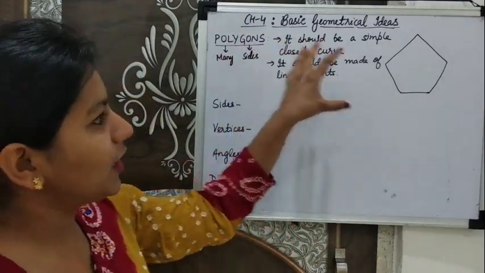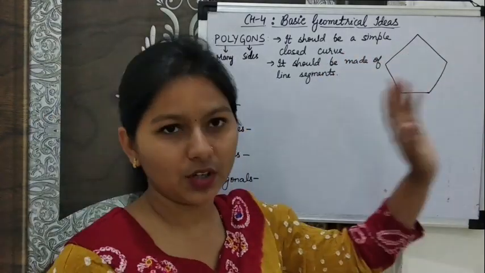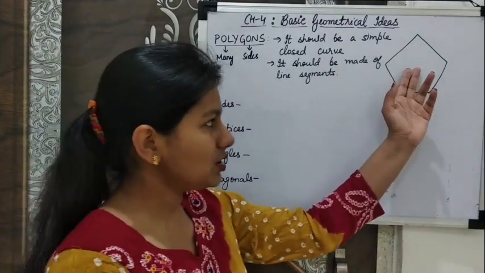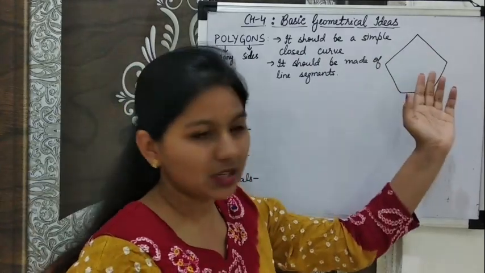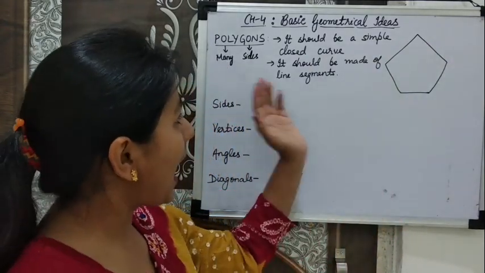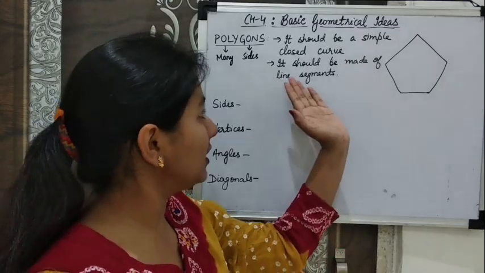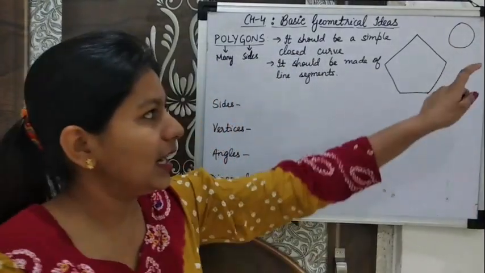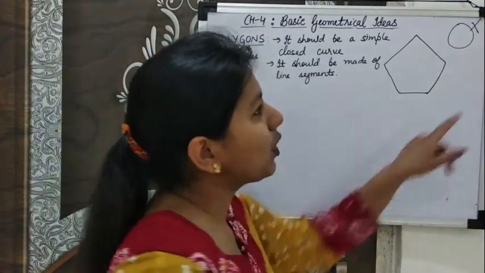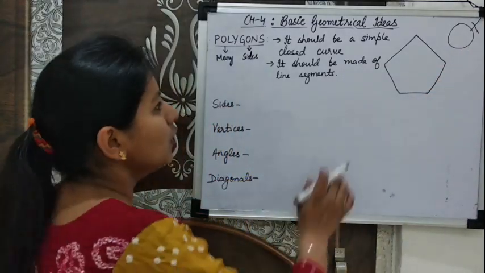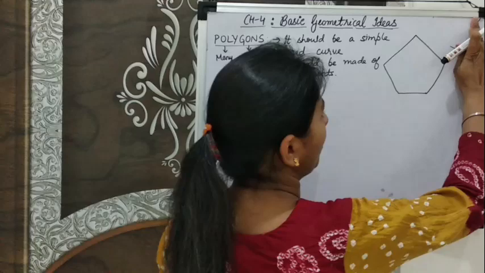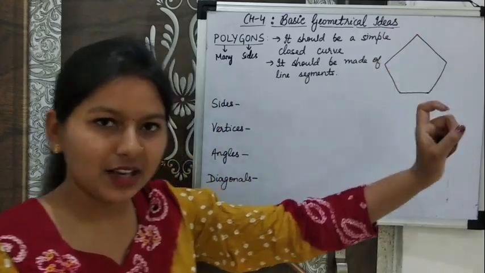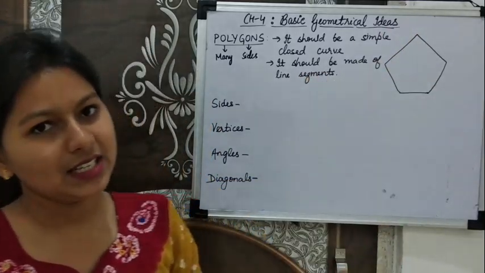ठीक है, तो अगर किसी भी फिगर को मुझे चेक करना है that whether it's a polygon or not, first of all I will check whether it's a simple closed figure or not. It's closed, yes, it's closed. It's simple closed as there is no crossing between the curves. And second point, the important one, that it should be made up of line segments. This is also a simple closed curve, but it is not a polygon. Why? Because it is not made up of line segments. So now we have understood the basic definition of a polygon: for any figure to be a polygon, it should be a simple closed curve as well as it should be made up of line segments.